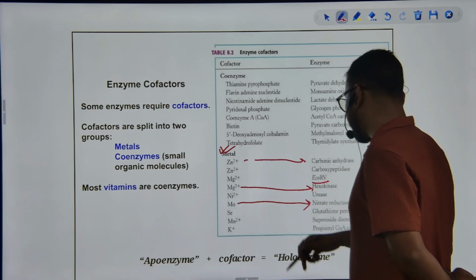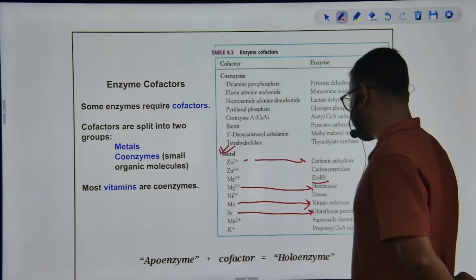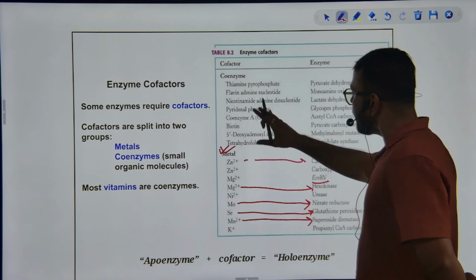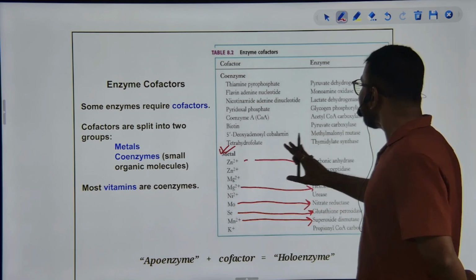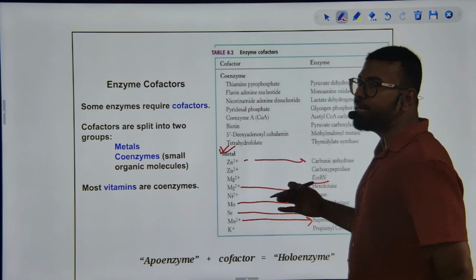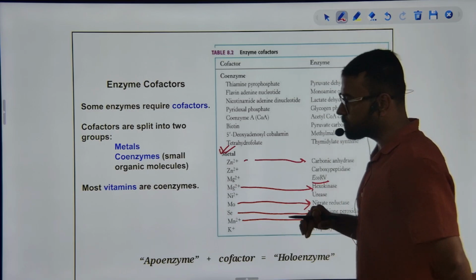Molybdenum, nitrate reductase. Selenium, glutathione peroxidase. Mn2+, superoxide dismutase. Every metal ion is associated with an enzyme. This kind of question will mainly appear in terms of mismatches.